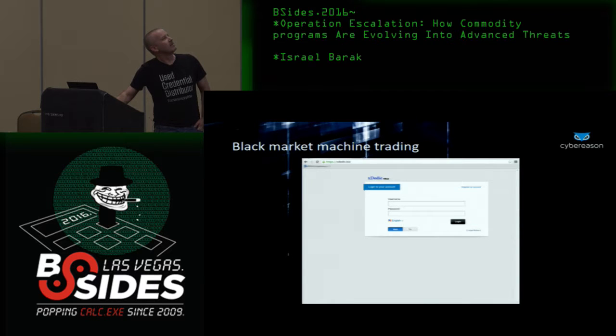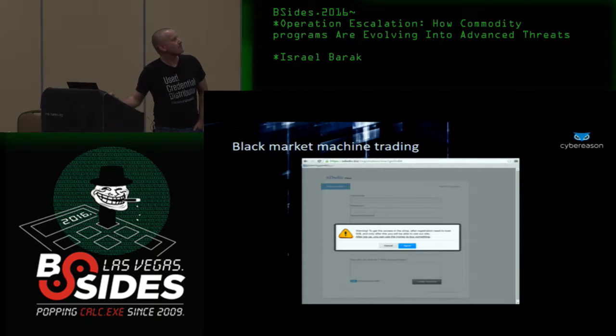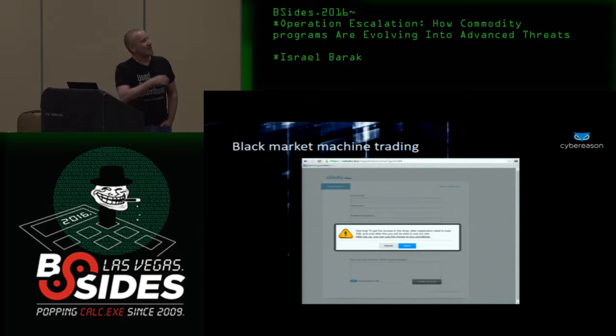Let's try to register an account. It says here, a warning: to get access in the shop, after registration you need to load $500, and only after this will you be able to use the site. Whatever.